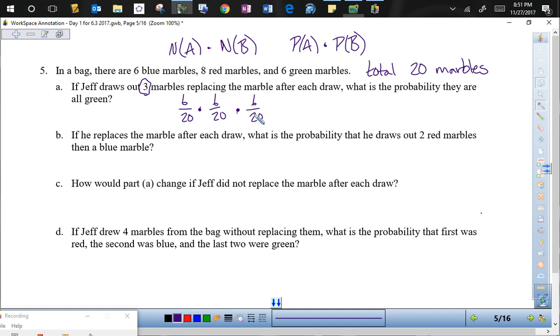This is an example of where we can use the n to the k idea. But instead of numbers of choices, we're talking really about the probability of our choice, since all of them were the same probability and we were replacing them each time. So another way to look at this is 6 over 20 to the third power, or if we reduce, 3 over 10 to the third power, which gives you 27 over 1,000.